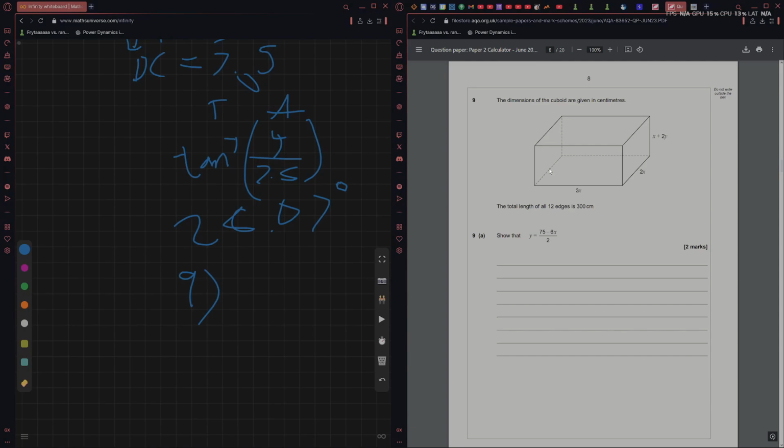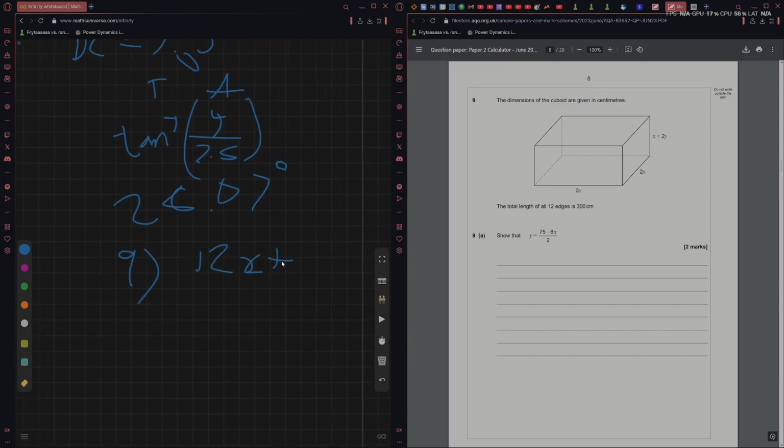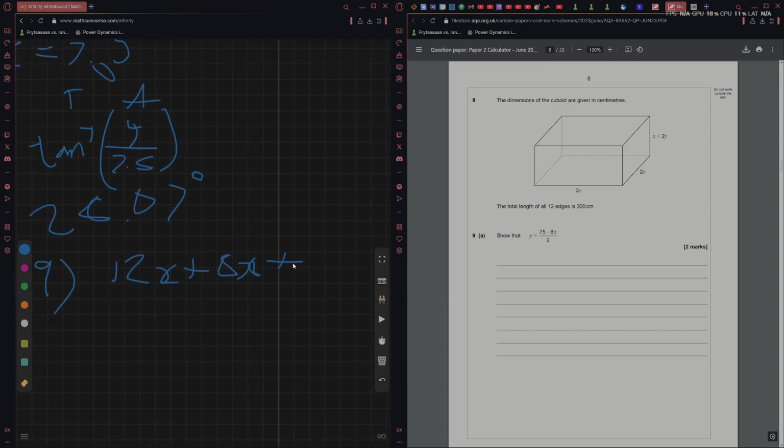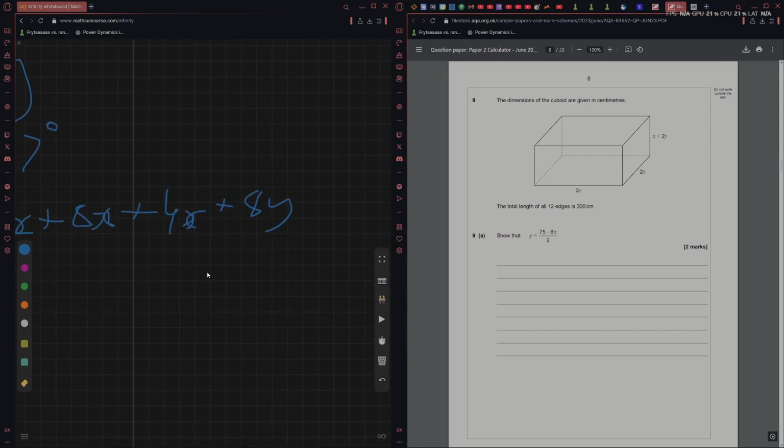So, we know the total length of all 12 edges is 300. That's pretty interesting. There's 4 3x's, there's 4 of each. So we know that 12x plus 8x plus 4x plus 8y equals 300.